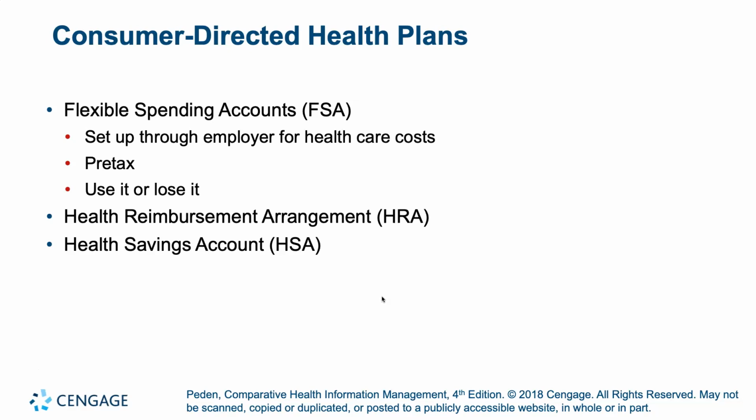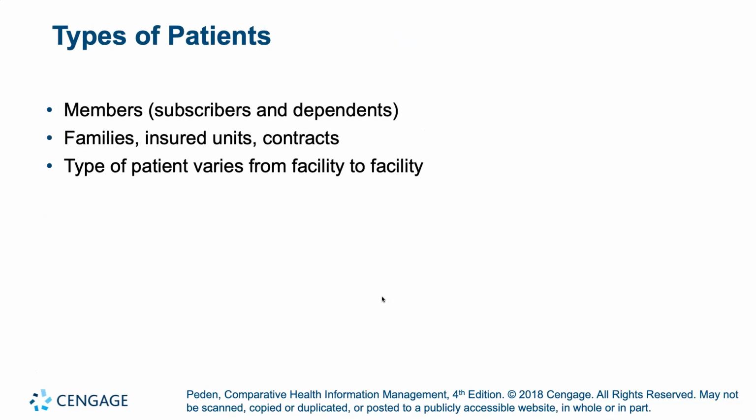Whereas a health savings account is money that's set aside to help you pay for your high deductible plan. So it's a little bit different. Types of patients. You can have members who are subscribers and dependents, families, insured units, contracts, and the type of patient varies from facility to facility.